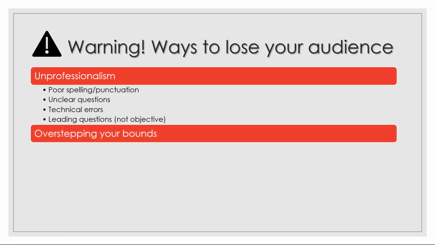You also don't want to overstep your bounds. So don't ask unnecessary demographic questions. Don't ask about their education if there's no reason to ask about that. Asking very personal questions, like things about their salary and stuff like that, don't ask that if you don't absolutely need it. And if you do, make sure that the form is completely anonymous and that you put some kind of disclaimer about what you're going to use the data for.